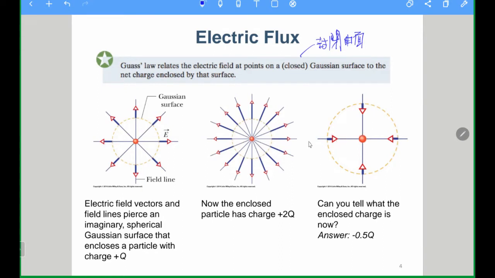So this is a visualized explanation for the electric flux. We try to calculate how much E field is going through a surface. Electric flux can be defined for an open surface, but when we apply Gauss's law, it must be applied to a closed surface, or a Gaussian surface. But here, this is a visualized explanation for how to count the E field going through a surface.